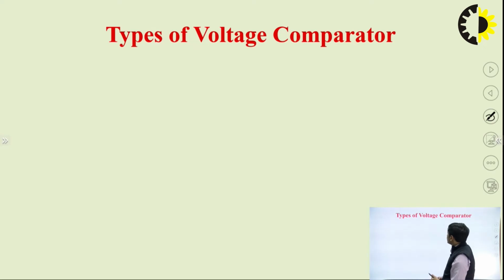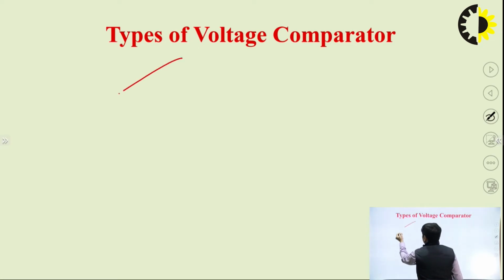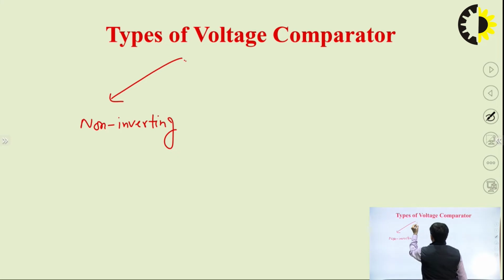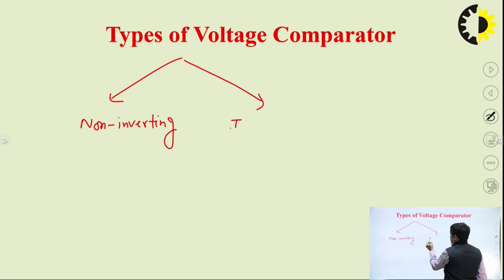Now coming to the types of voltage comparator, there are basically two types of voltage comparator. One is the non-inverting voltage comparator, and another one is the inverting voltage comparator.